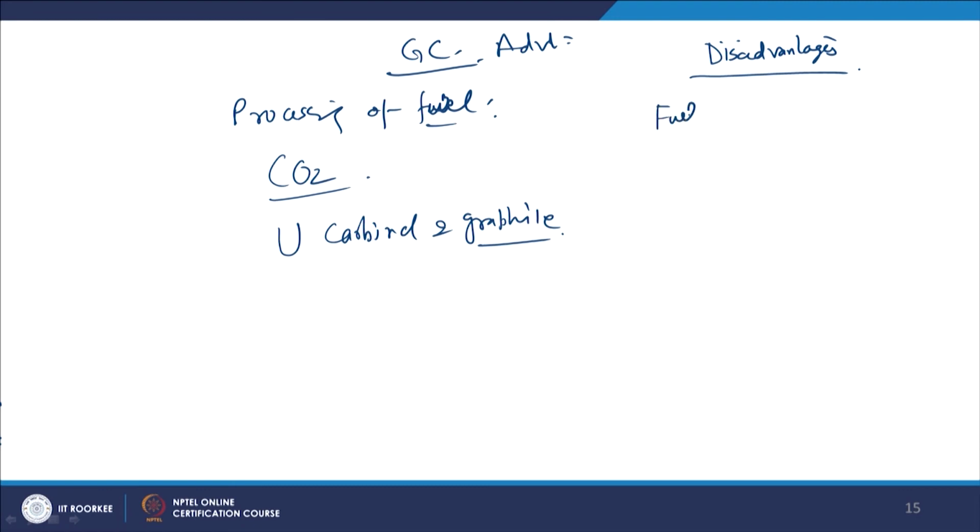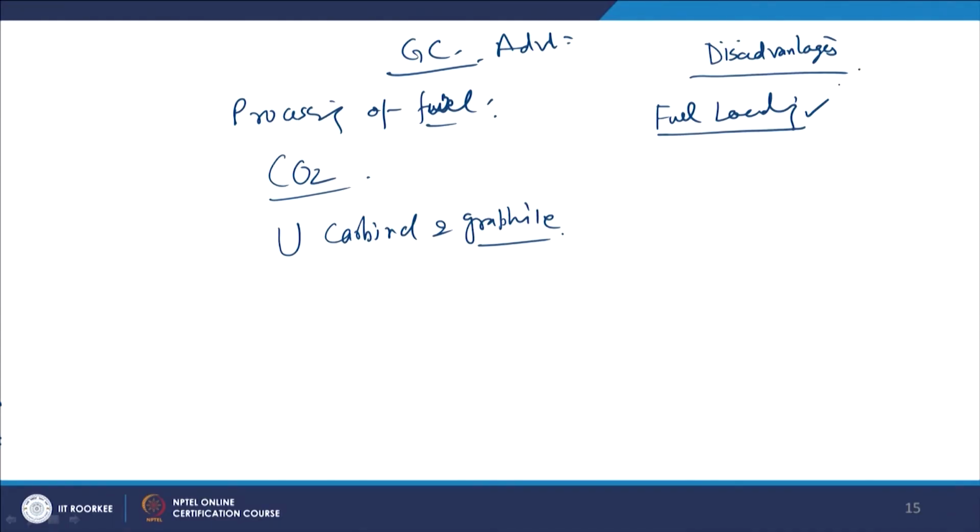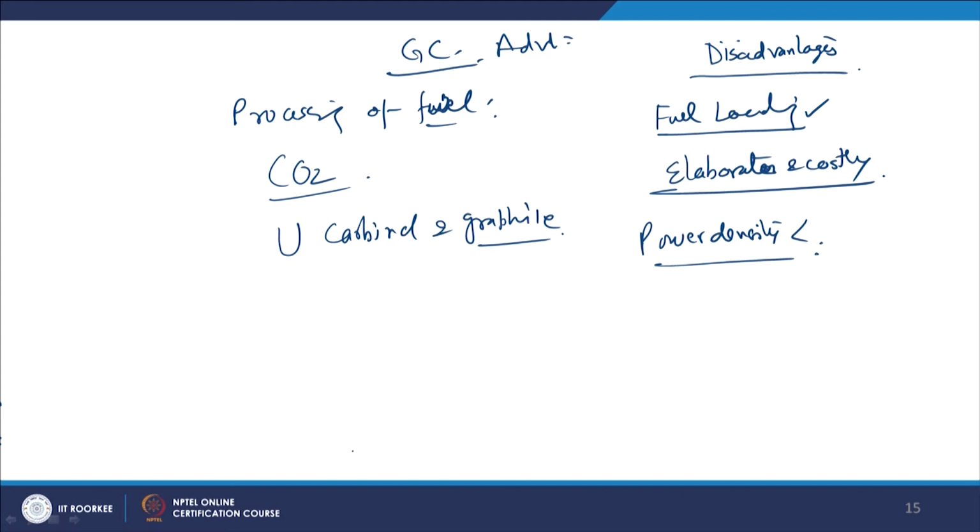Fuel loading. Now, fuel, because here we are using gas, the density of gas is lower than the solids normally. So, the fuel loading is elaborate and costly. Power density is low, because critical mass is high for this reactor.